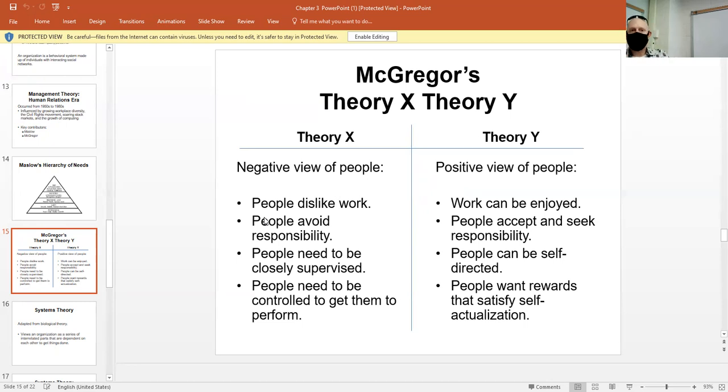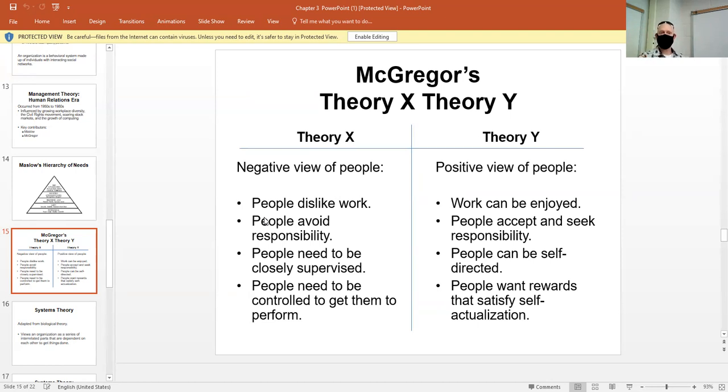In theory Y, where you take a positive view of people just in general, your workers, you're giving them the benefit of the doubt. You think that, hey, not everybody dislikes work. Work can be enjoyed. People accept and seek responsibility. People can be self-directed and don't need to be so closely supervised. People want rewards that satisfy self-actualization, which was on the last slide. They want to do well so they'll feel good about themselves.